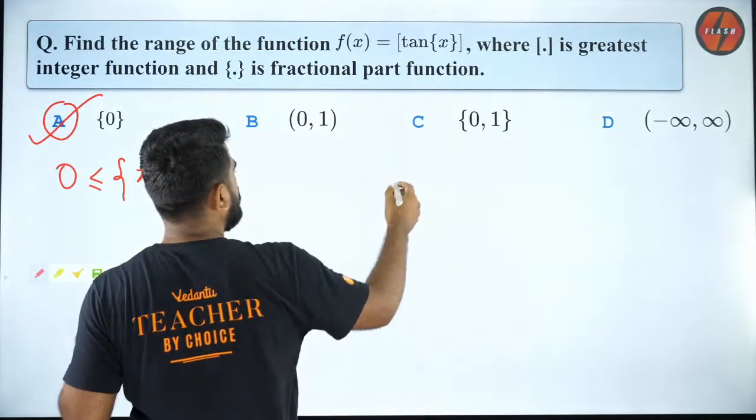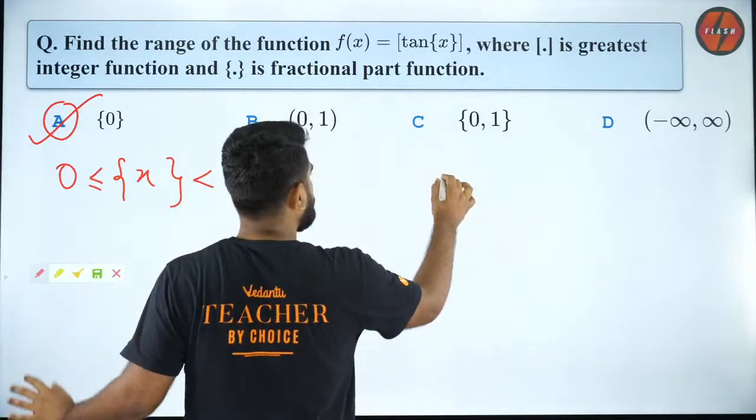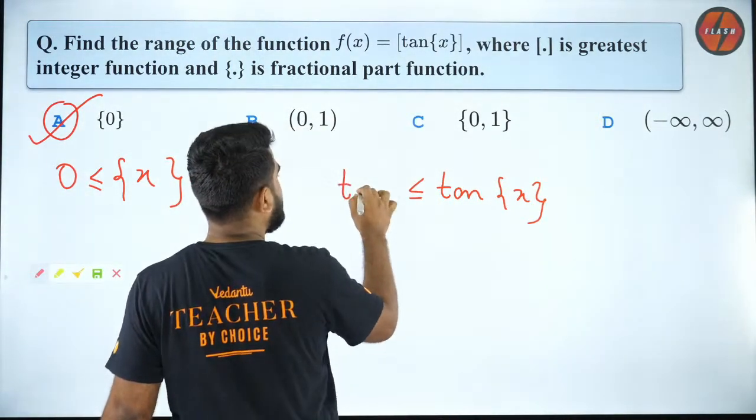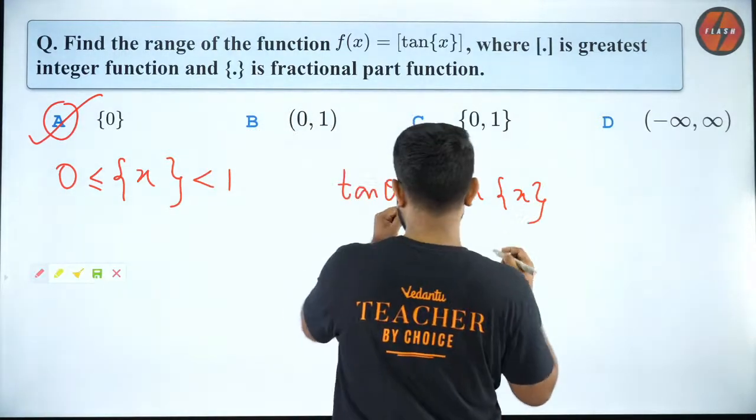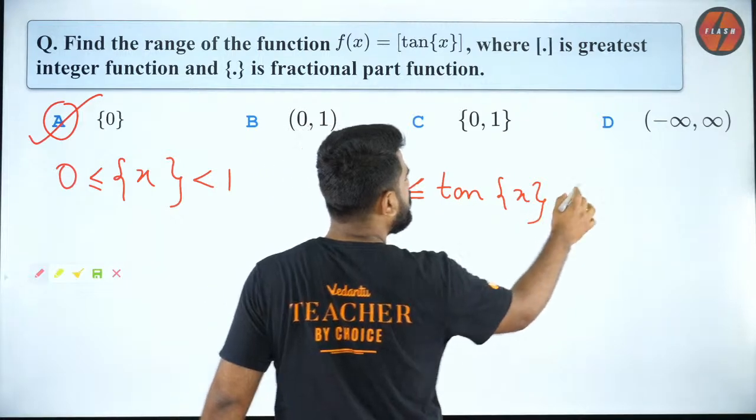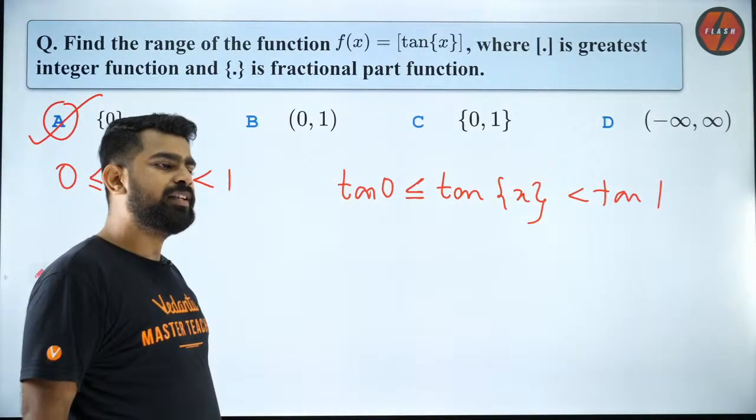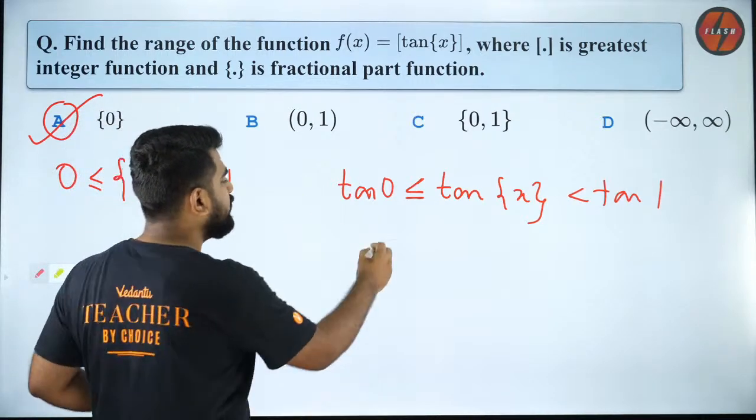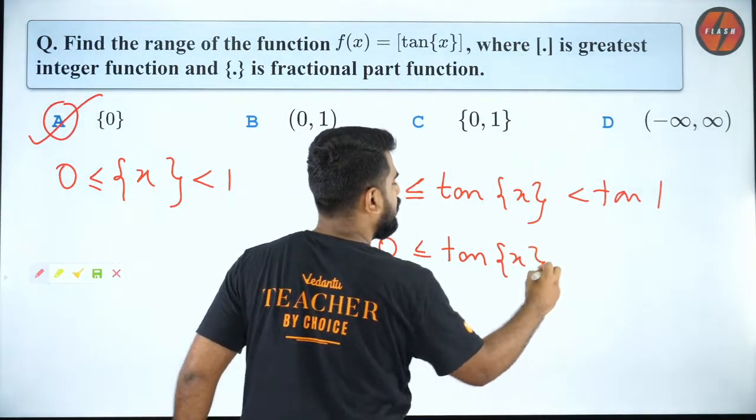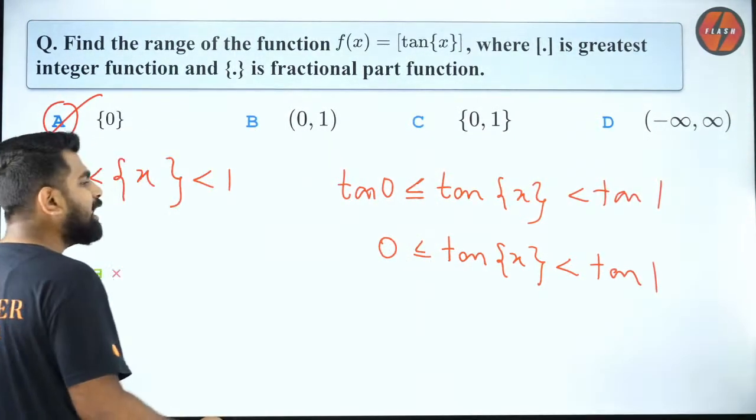So now we know that x fractional part lies between 0 to 1. So can I say tan of fractional part of x will lie between tan of 0 to tan of 1? Are you guys clear with it? Now tan 0 is 0. So tan of fractional part of x will be between 0 to tan 1. But what is the value of tan 1?